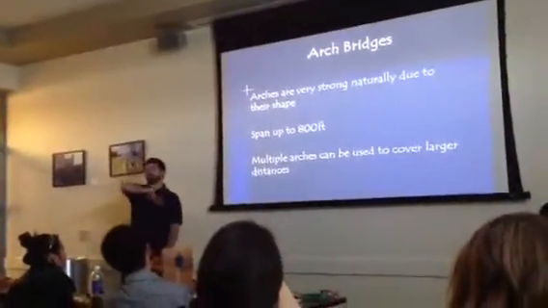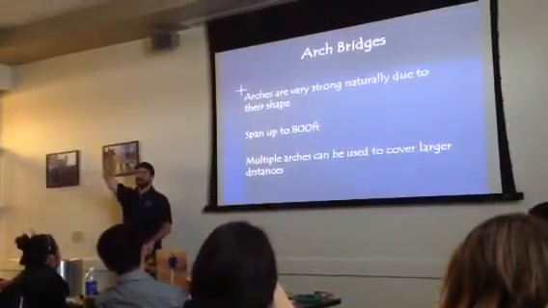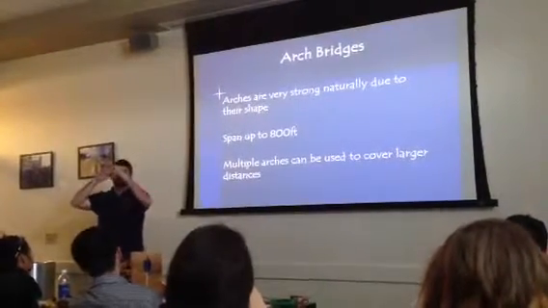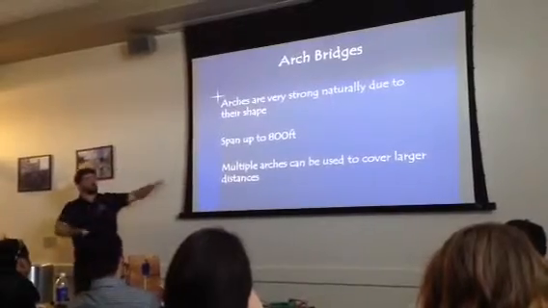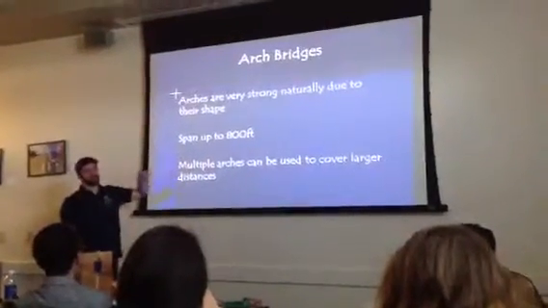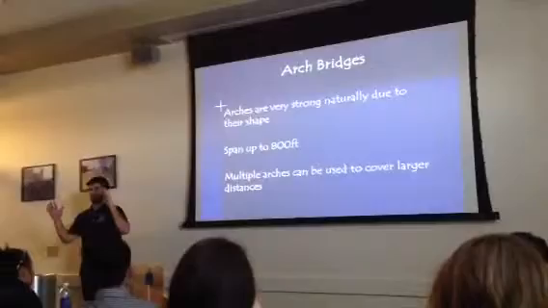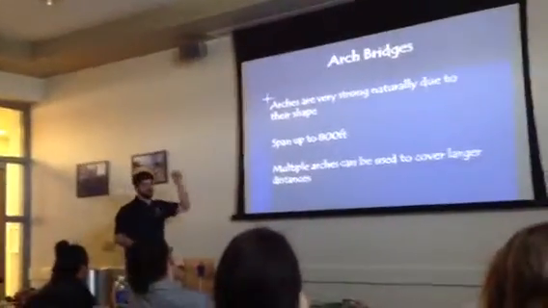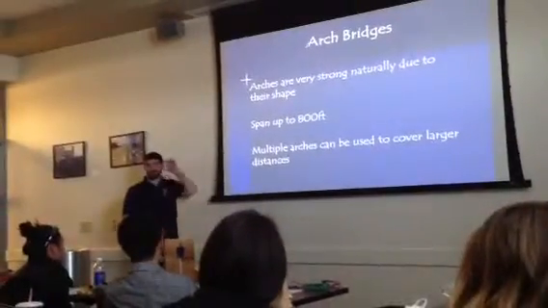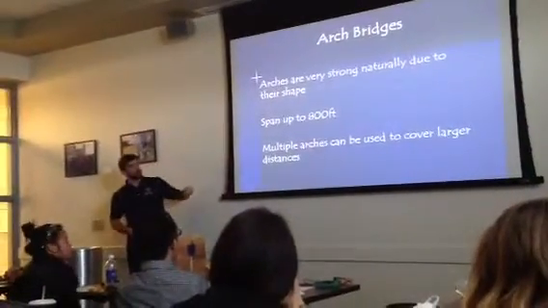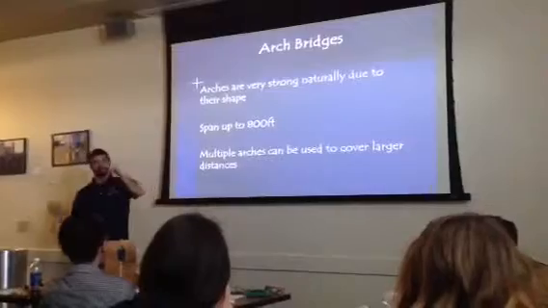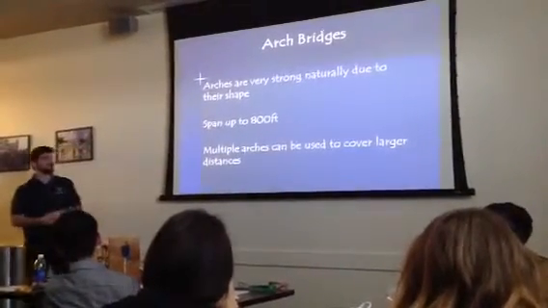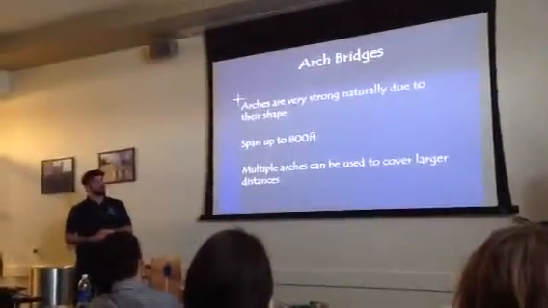An arch is sort of a rainbow shape, okay? In this shape, it wants to lean in on itself, so it's kind of holding itself up. It's a really strong natural shape. Spans up to 800 feet. So again, 800 feet between piers or supports. And you'll notice that that's a little over 3 times the length of a beam bridge. And multiple arches, so you can do one arch and then another arch. And sometimes we have different configurations of arches, which we'll take a look at.